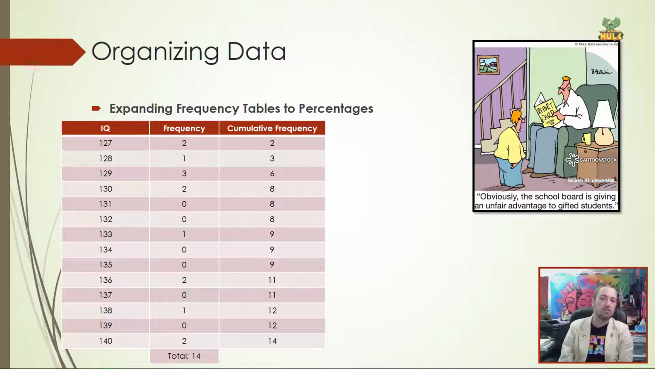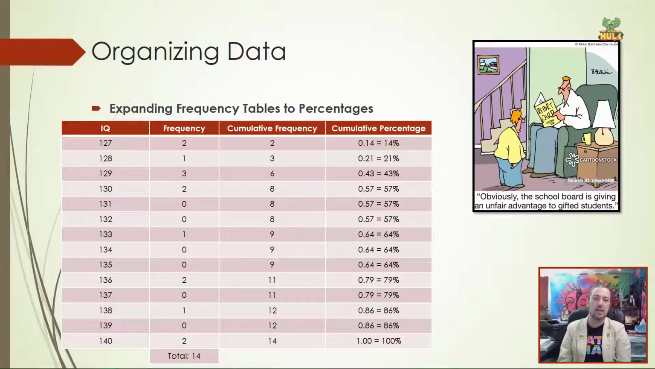So how do we get to cumulative percentage then? Well, we simply take the value listed in cumulative frequency and we divide it by that total of 14, the same way you would normally get a percentage. And so what you can see then is the percentile of somebody with a score of 127 is 14. Saying they are at or above 14% of the population of individuals in that gifted class. But if you look at somebody who, say, got a score of 136, 2 people got that score, their percentile is 0.79 or 79%. They're at or above 79% of the population.